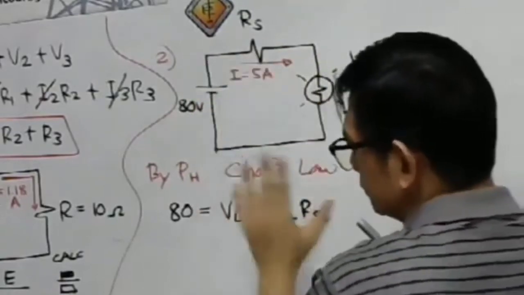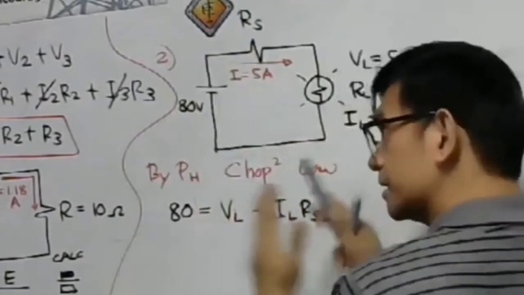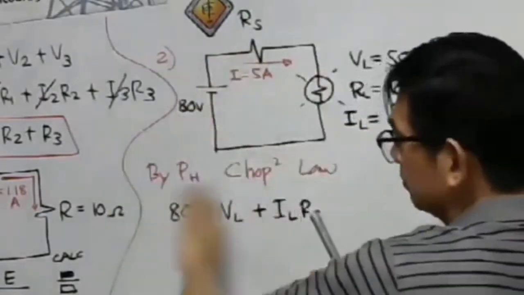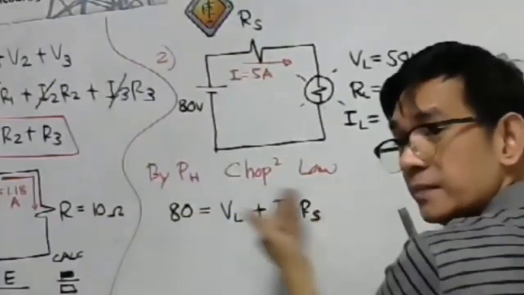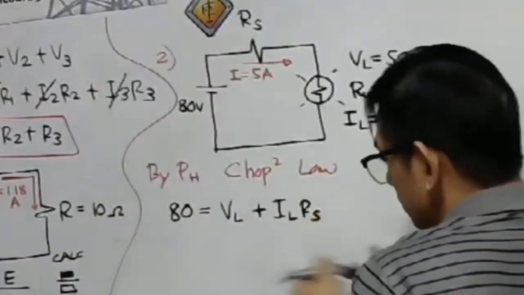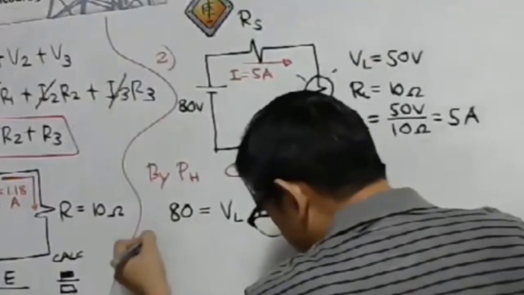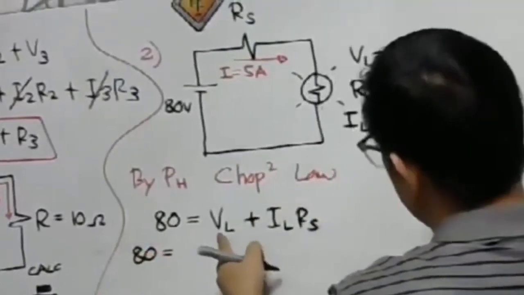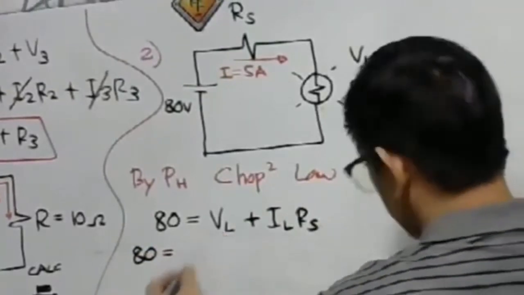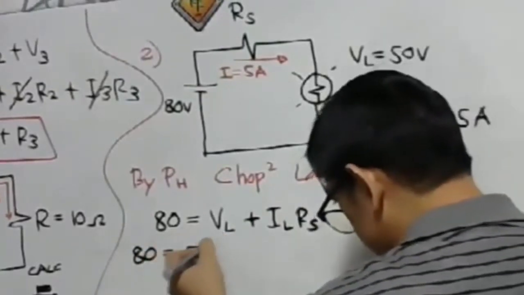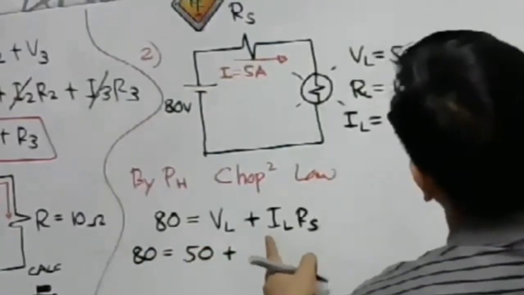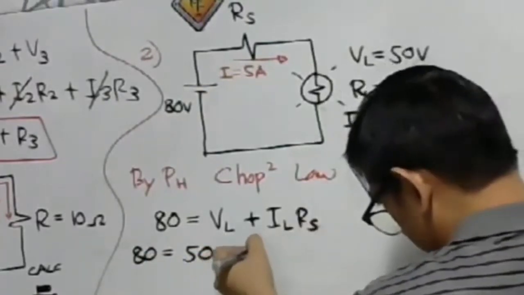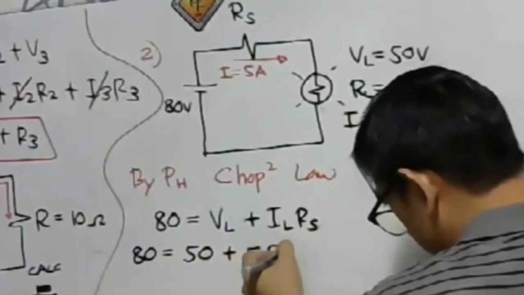Remember that the source voltage, or the largest voltage in a certain loop, must be on the left side and the voltage drops on the right side. Okay? So we have 80 volts. Put here 80 volts. That is equal to our VL. What is our VL, by the way? That is 50 volts. And then plus, what is our IL? Our IL is simply equal to 5 amperes.